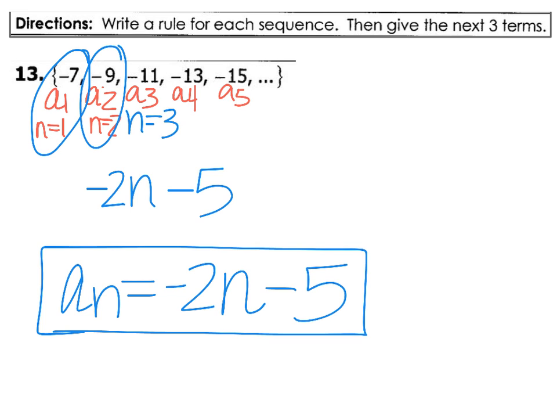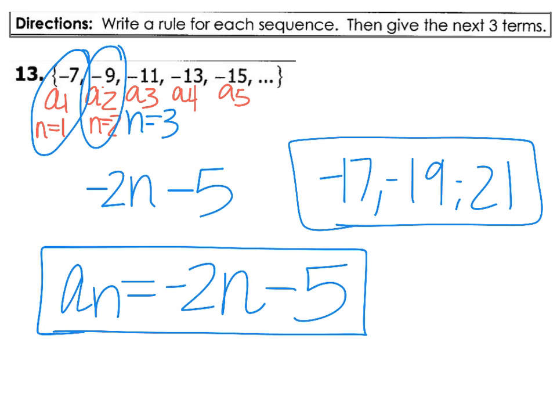And if we wanted the next 3 terms, that's actually much easier, because we know it just keeps going down by 2. So the next 3 terms would be negative 17, negative 19, negative 21. That's actually much easier than coming up with the rule.